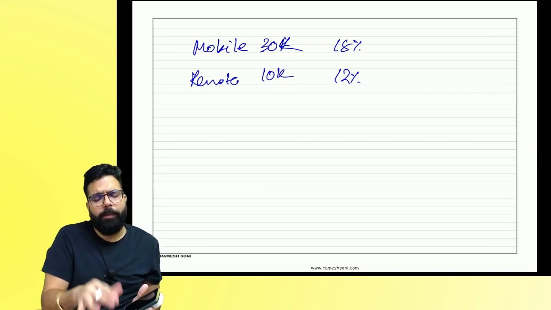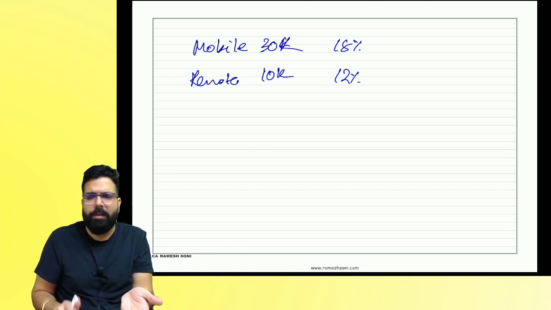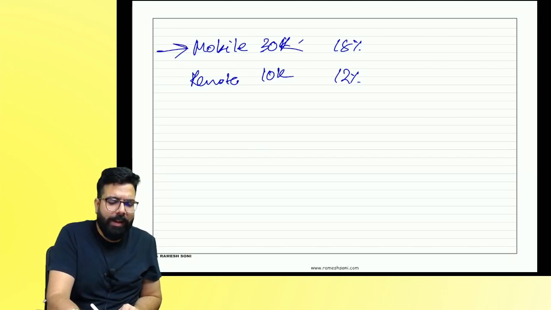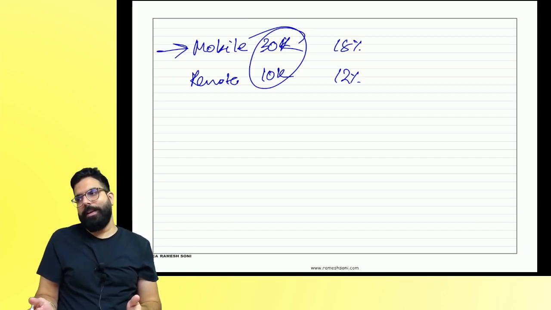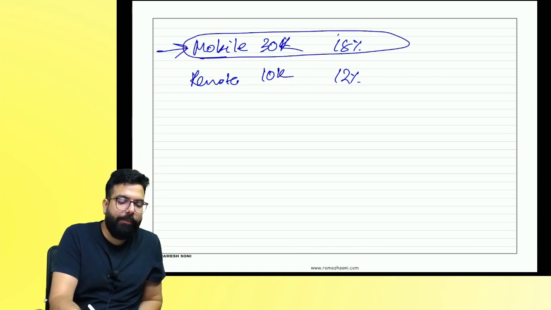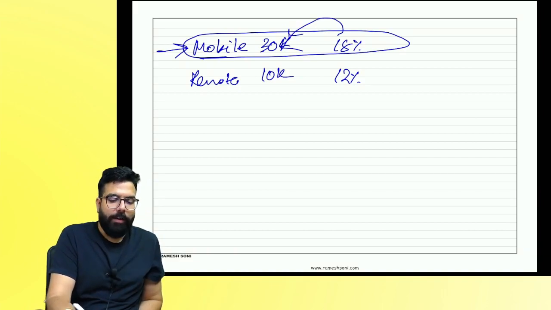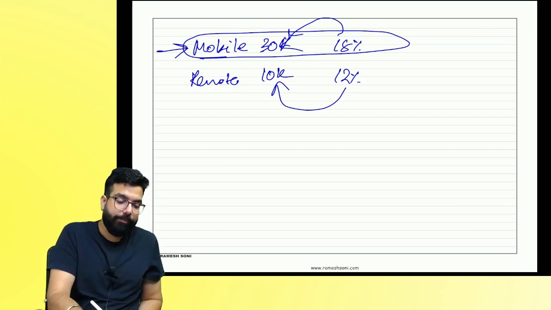Is it composite or mixed? Hey, it is a separate supply. For mixed supply, it has to be a single price. Why are you thinking only composite and mixed now? The mobile is a separate supply. For mobile, he'll apply 18. For remote, he will apply 12. When will it be composite, when will it be mixed supply?